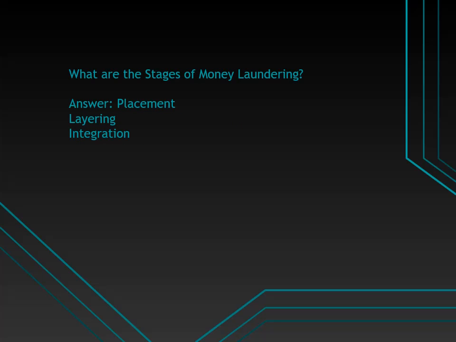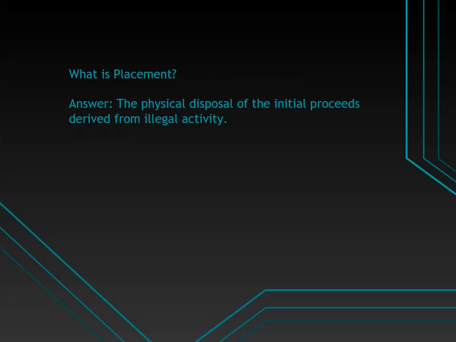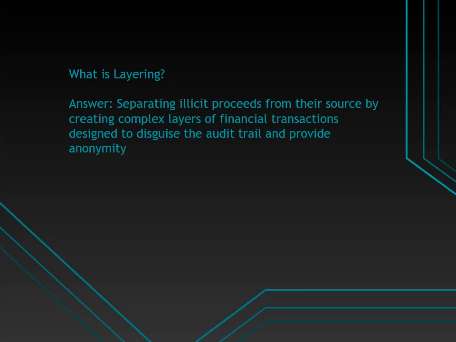Answer: placement, layering, integration. What is placement? Answer: the physical disposal of the initial proceeds derived from illegal activity. What is layering? Answer: separating illicit proceeds from their source by creating complex layers of financial transactions designed to disguise the audit trail and provide anonymity.